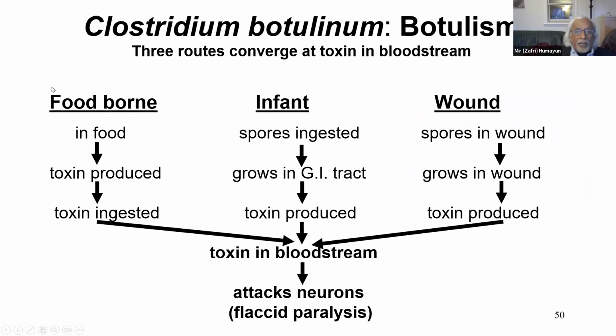Okay, so the same information is given here, three different forms. The bottom line is whether it is foodborne or infant or wound, ultimately the toxin reaches the bloodstream. By the way, the toxin, which is a very large molecule, is nevertheless absorbed quite effectively in the intestinal epithelium because it targets a specific epithelial cell, which internalizes the toxin and delivers it into the interior, ultimately into the bloodstream. It is delivered by the bloodstream into the neurons, where it leads to flaccid paralysis.